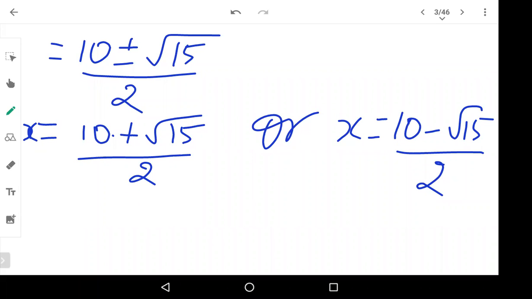Understood? Any more doubts in such type of questions? Any more doubts? How about others?